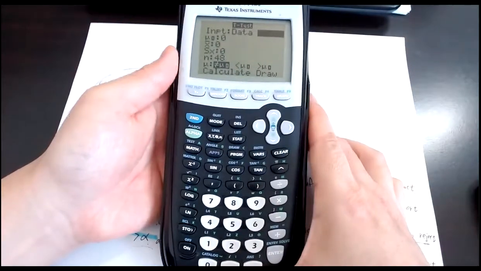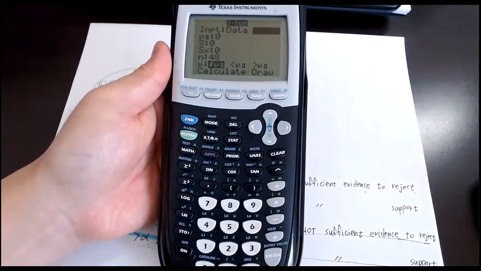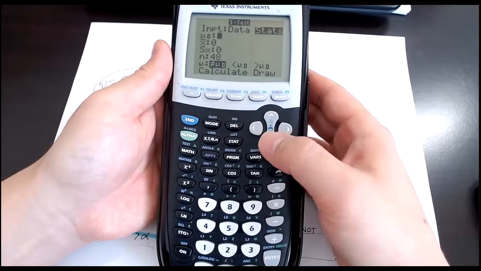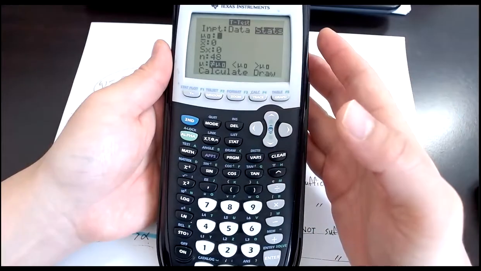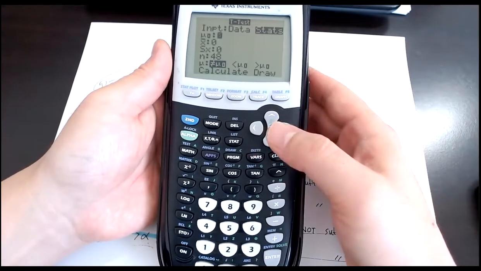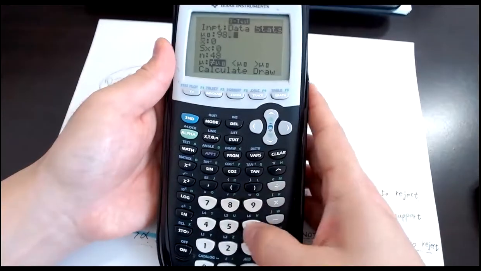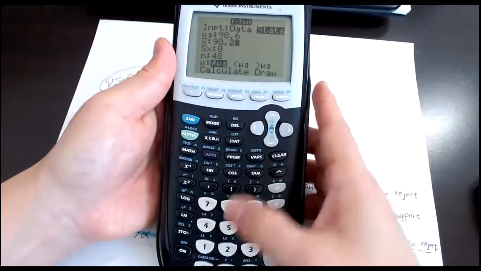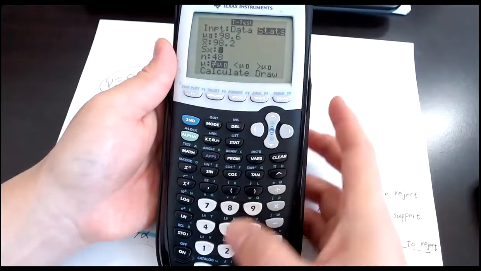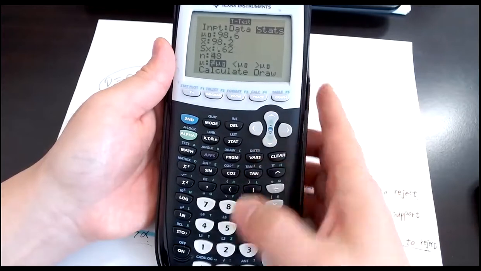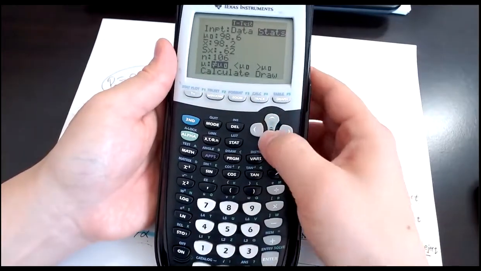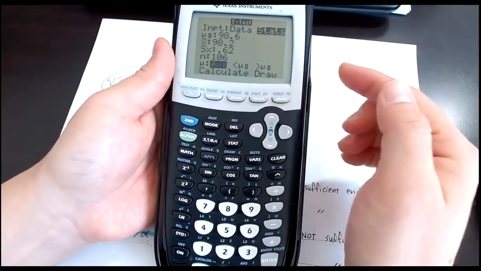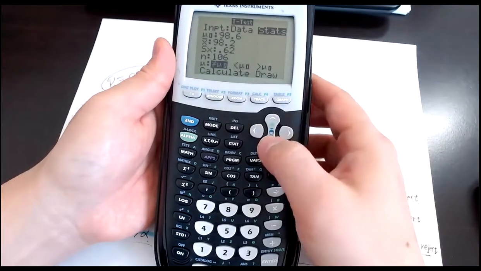Because in the example the sample statistics are given, we choose Stats. Mu sub zero is the value in H sub zero, the null hypothesis, 98.6. The x bar sample mean is 98.2, the sample standard deviation is 0.62, and the sample size is 106. The alternative hypothesis inequality is not equal to, so we choose that, and then we draw.